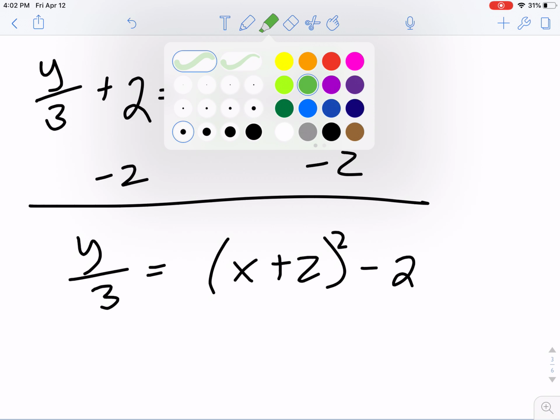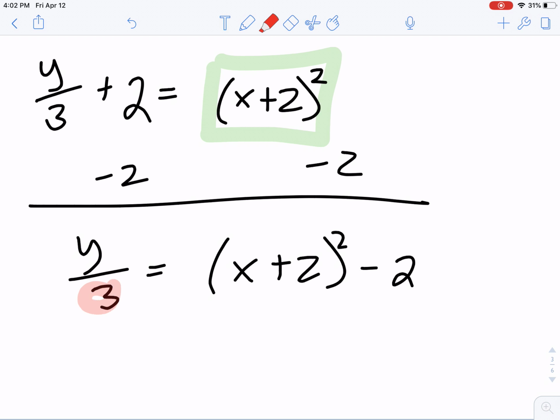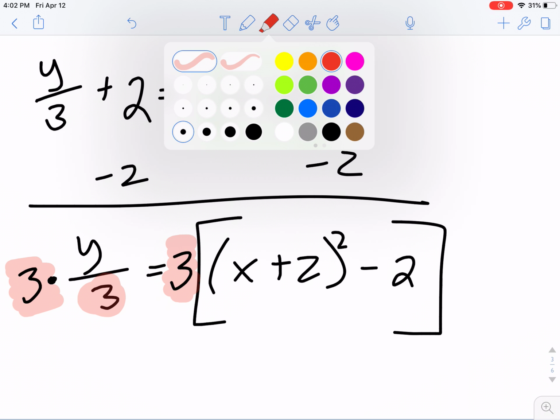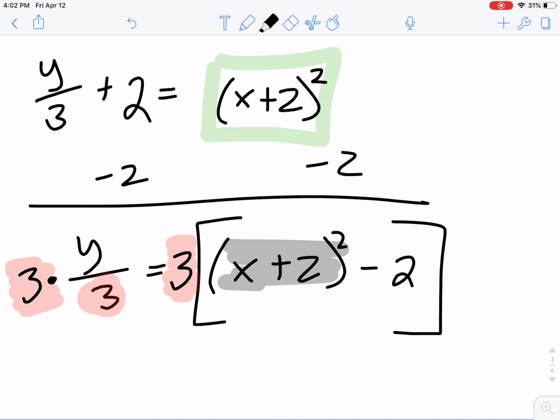And the last step is I have this divided by 3. So if I have that divided by 3, I need to multiply this side of my equation by 3 to cancel it out. But if I do that, I also need to multiply the other side of the equation by 3. When I do that, I'm going to multiply the 3 by my perfect square, and then I also have to multiply it by that -2. So I'm going to do the distributive property. It's going to go there and then over there.